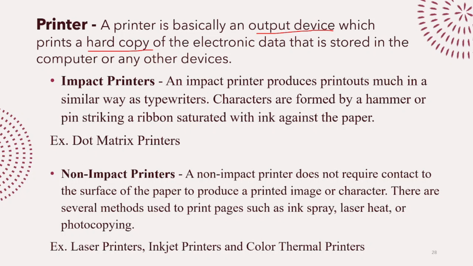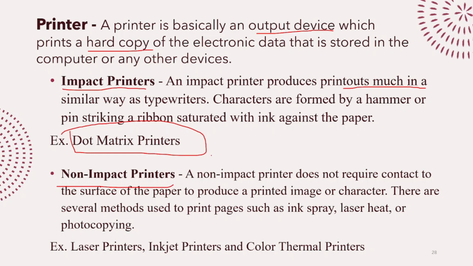So we have two types of printer. We have the impact printer and the non-impact. Impact printers produce printouts in a way similar to typewriters. Characters are formed by a hammer or a pin striking a ribbon saturated with ink against the paper. An example is the dot matrix printer.